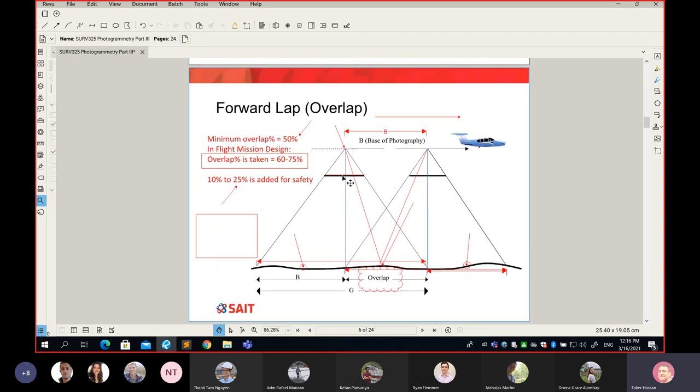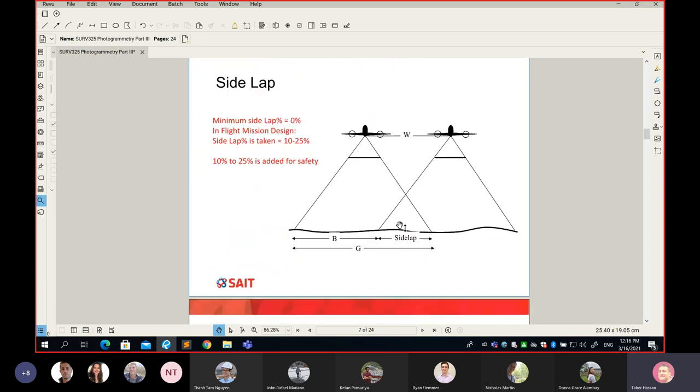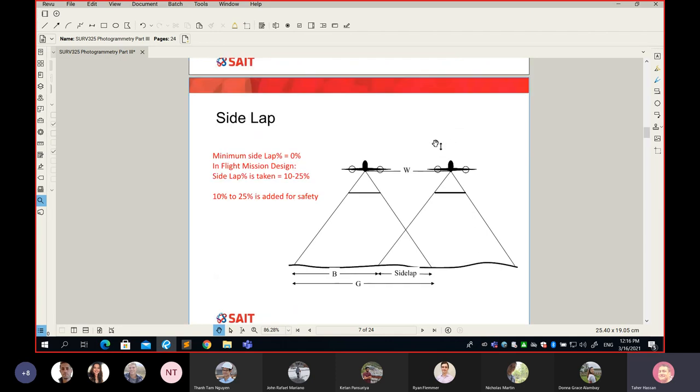So one more time, overlap is the covered area in two successive images within the same flight line, while sidelap is the same covered area, but between two different flight lines. So probably I can turn this into a 3D. This is your flight line, so you went this way. When you came back, you went on a parallel flight line, you came this way. So what is the sidelap? Sidelap is simply this area here, which is between two adjacent flight lines, not two successive images.